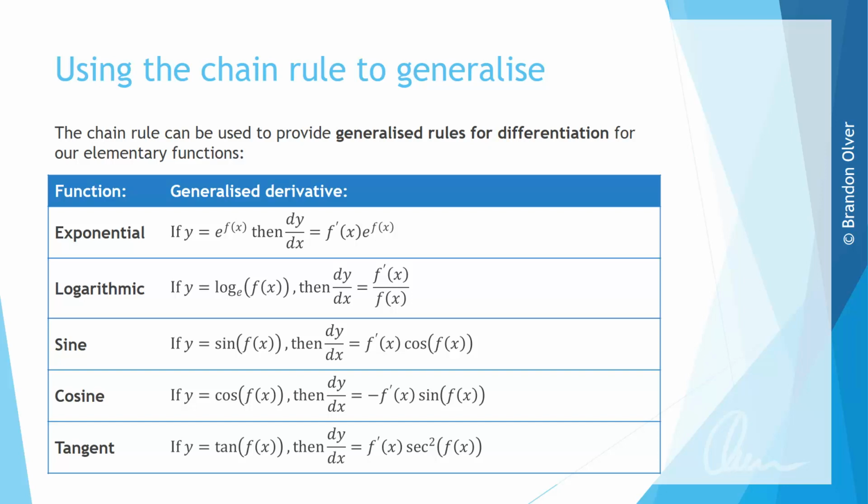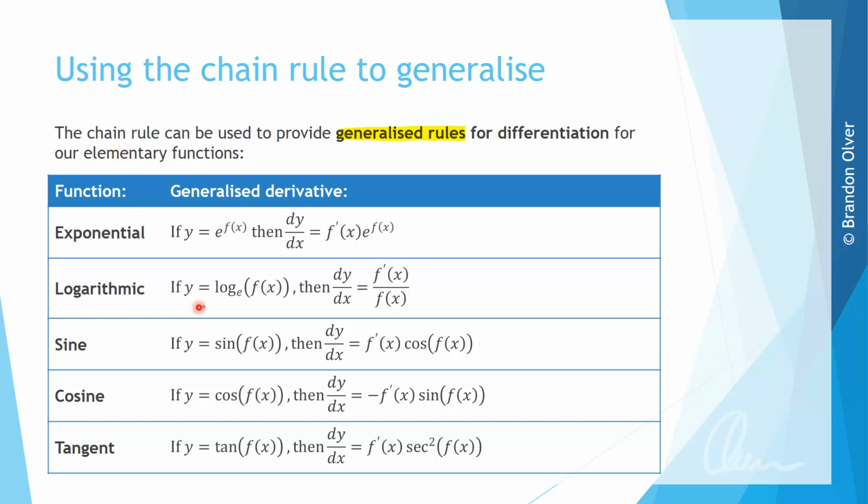The chain rule can be used to provide a generalized rule for differentiation for our elementary or common functions that we deal with. So all of these generalized derivatives explore the idea of using the chain rule, which says we simply differentiate the outer function. So e to the power of f of x, e to the something is the outer function, and it differentiates to e to the something.